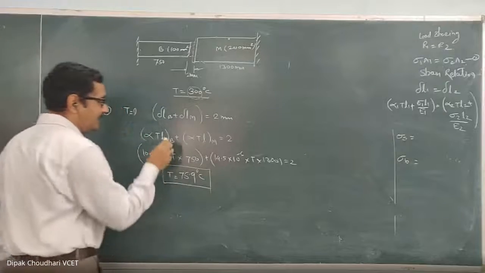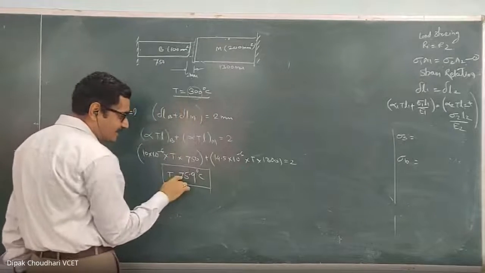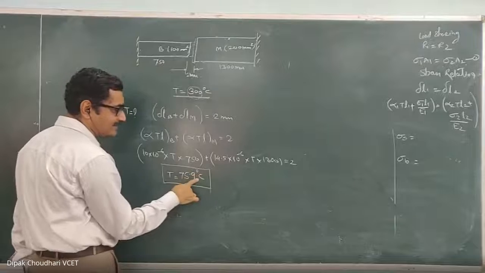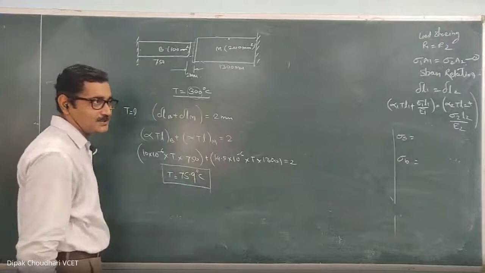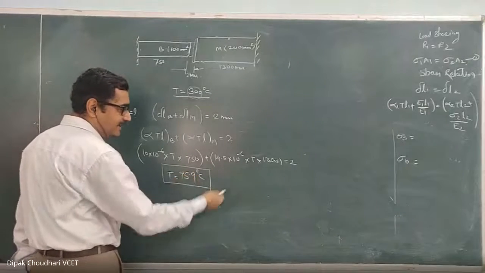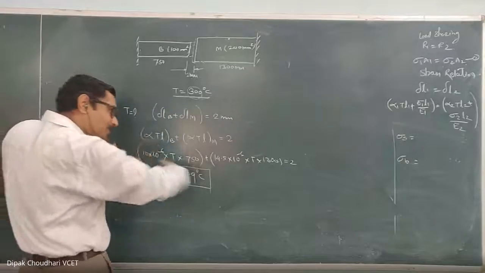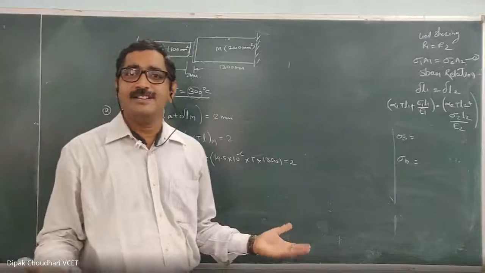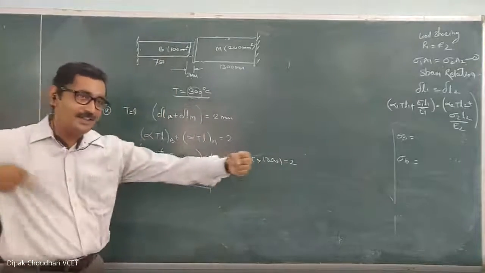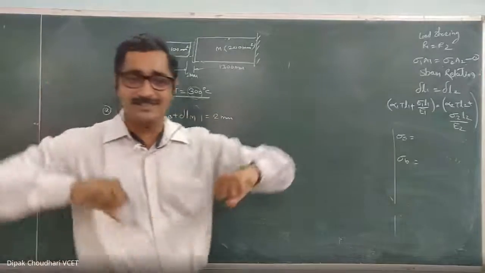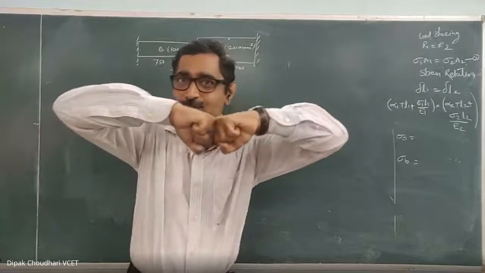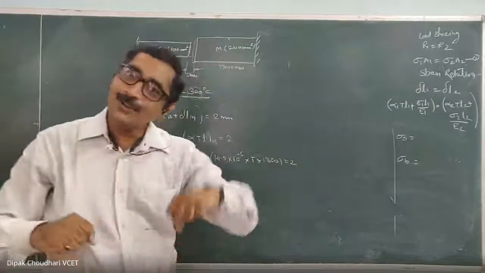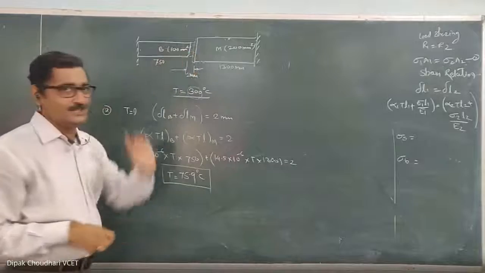Now we'll observe that if the rising temperature is greater than 75.9 degrees Celsius, then only the temperature stresses will induce. If the rising temperature is greater than this, here this material will try to further elongate. But there is no scope for the elongation. Since there is no scope for the elongation, they will exert the reactive forces on each other. These two different materials will apply the reactive forces on each other. And because of that reactive forces, the stresses will induce.